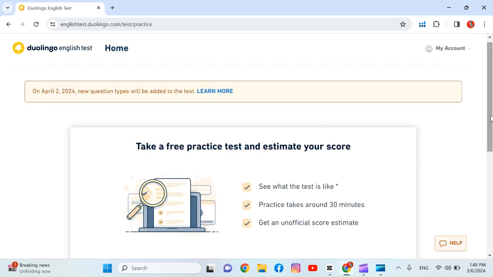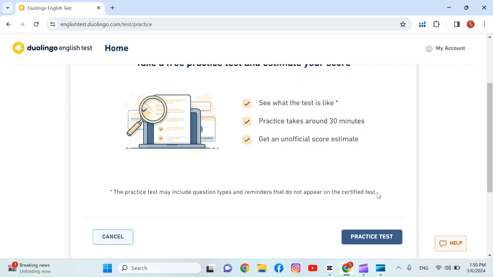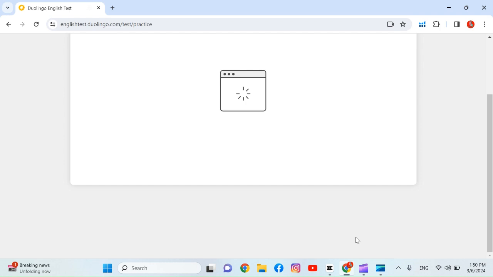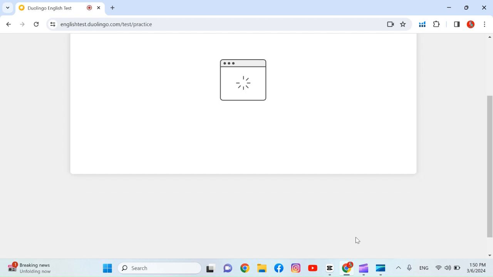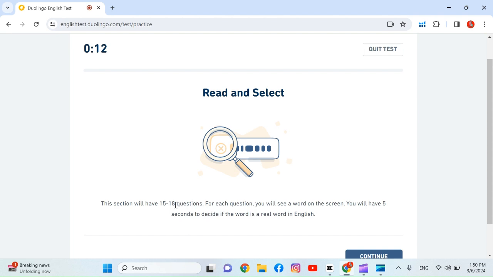This is the updated version of the Duolingo English Test, and I'm going to take a practice test in it. So let's start. Okay, the first section is Read and Select, where I'll get 15 to 18 questions, and I'll have 5 seconds. So continue.